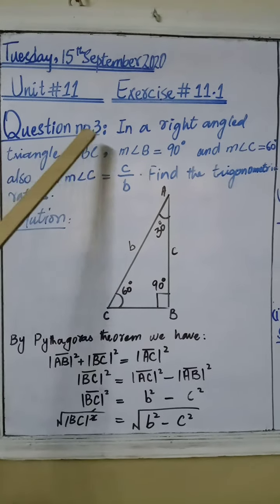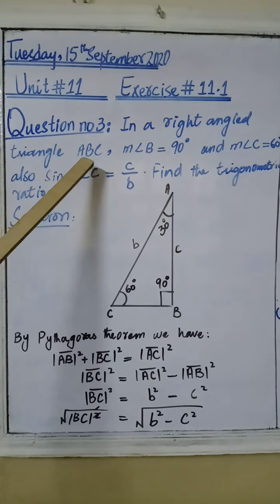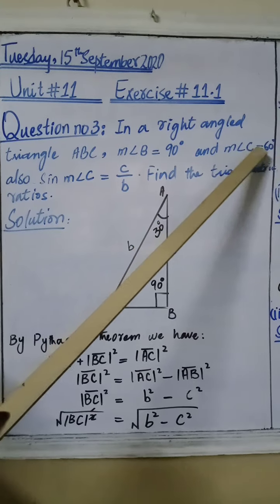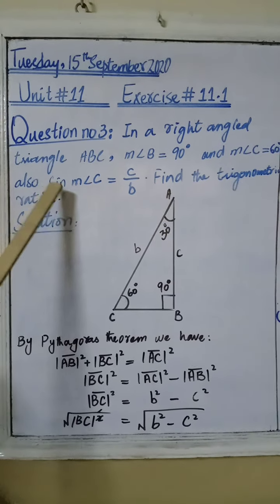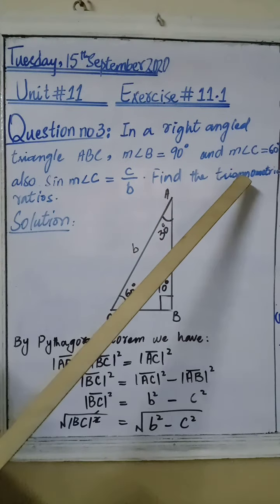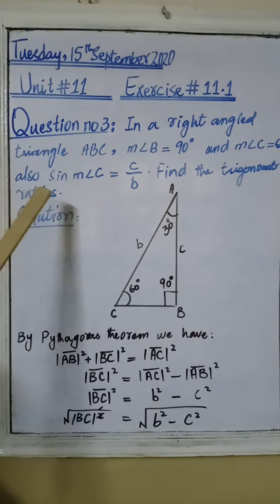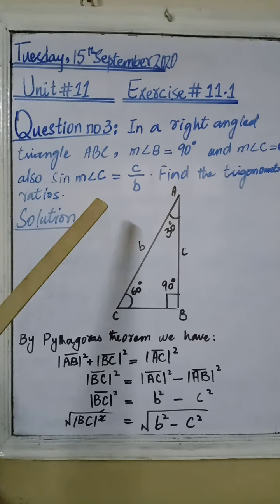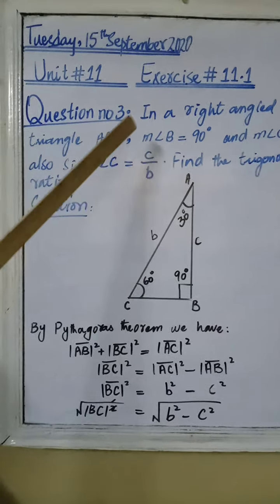Question number 3. In a right angle triangle ABC, angle B is equal to 90 degrees and angle C is equal to 60 degrees. Also sine of angle C is equal to c over b. Find the trigonometric ratios. First we have to draw the right angle triangle given in the statement.